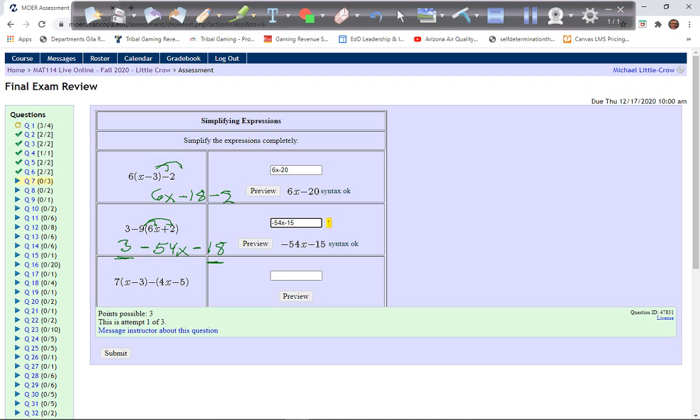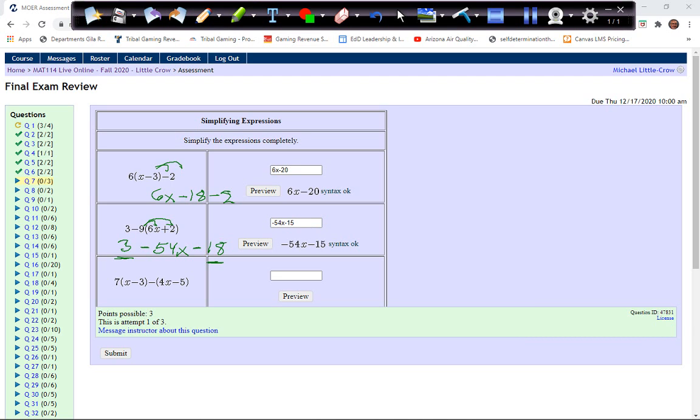Okay. And now another one where we get to do double distribution, what I call it. So we got to think of this negative here as being a -1. So we'll take the 7, distribute it, and then we're going to take the -1 and distribute it. 7 times x, 7x, 7 times -3, negative 21. Negative 1 times 4 gives us a negative 4x. And then negative 1 times negative 5, negative and negative make a positive.